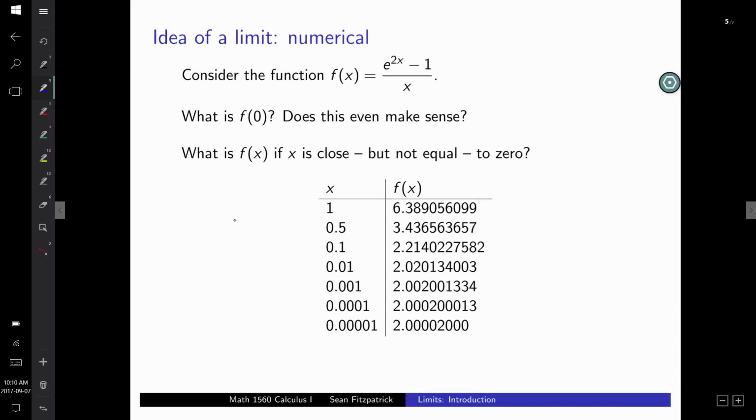I get this value of f of x. So I move in a little closer. I go to a half, a tenth, 1 over 100, 1 over 1,000, 1 over 10,000. I move in closer and closer, and we can see that as I keep moving in, it really looks like these y values are getting close to 2. And so we might be tempted to say that the limiting value as x approaches 0 for this function would be 2.